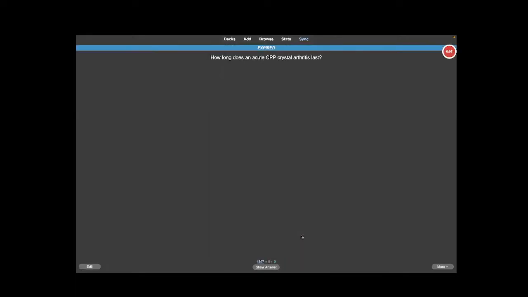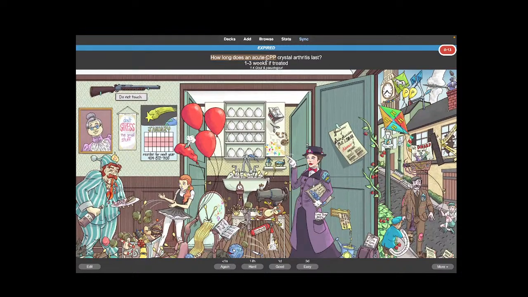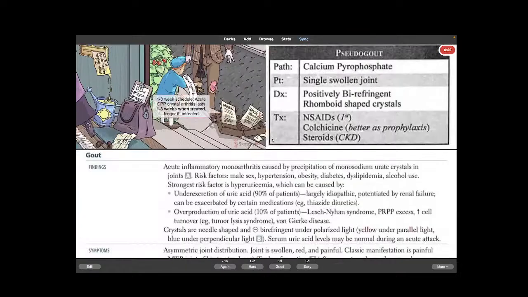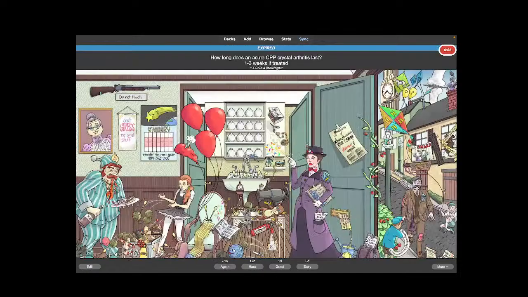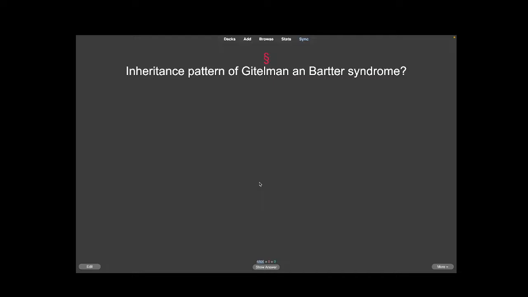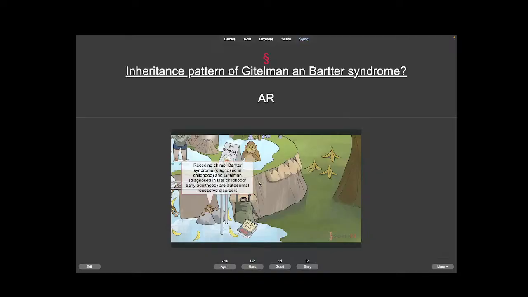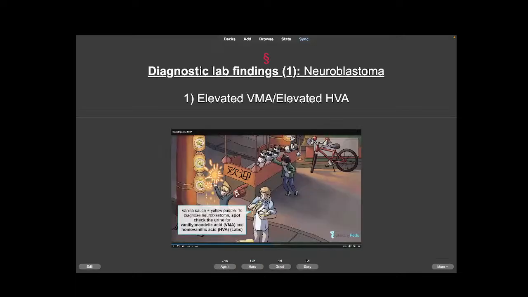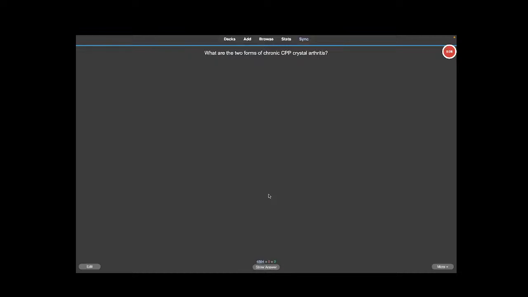How long does an acute CPP crystal arthritis last? One to 3 weeks if treated. Inheritance pattern of Gitelman and Bartter syndrome: AR. Autosomal recessive disorders, okay. We got the recessive. Neuroblastoma: elevated VMA, vanillylmandelic acid, and homovanillic acid. Yeah, that's it.